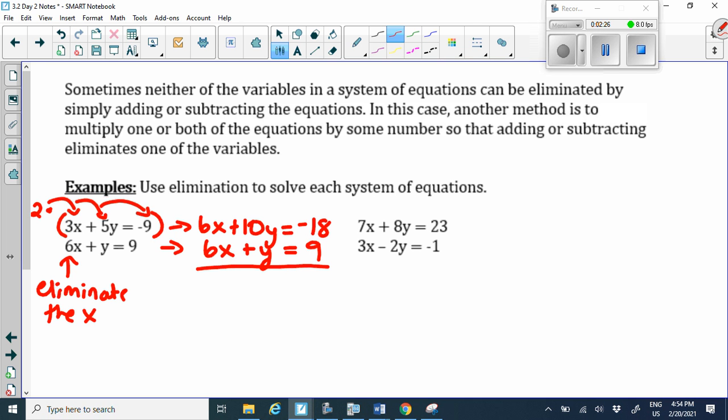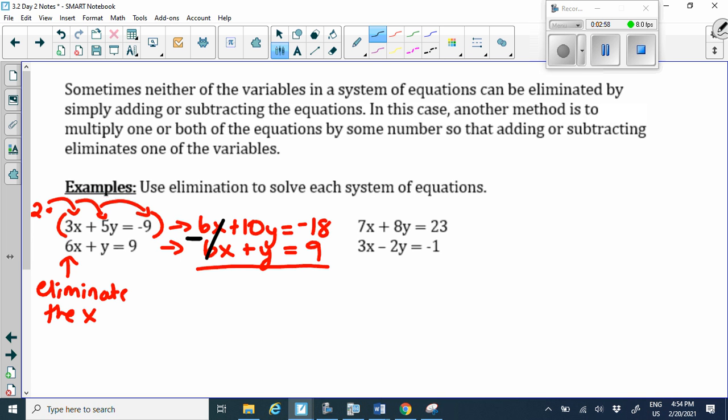Now our next thing we need to decide: are we going to add or subtract? Remember, we add when the signs are different, so you have a positive and a negative. We subtract when the signs are exactly the same, so either they're both positives or both negatives. Well, notice our 6x terms, they're both positive. So we do need to subtract here, okay? So what happens is that our x eliminates. Now be careful, make sure you're subtracting and not adding.